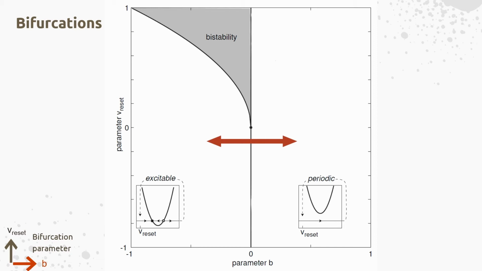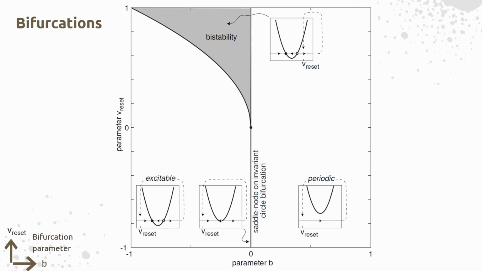So very different kind of behavior, which is characterized by saddle node on invariant circle bifurcation. The next type of transition is similar to the one that we just discussed. Just that we go from an excitable behavior as seen on the bottom left to this area of bistability.